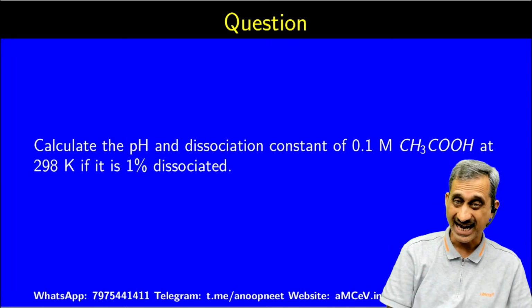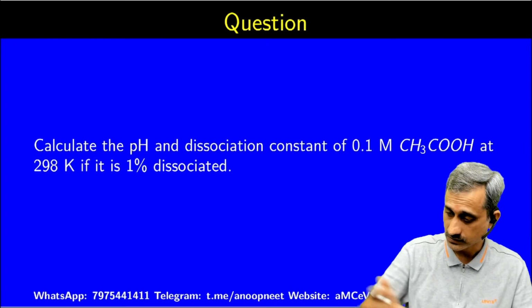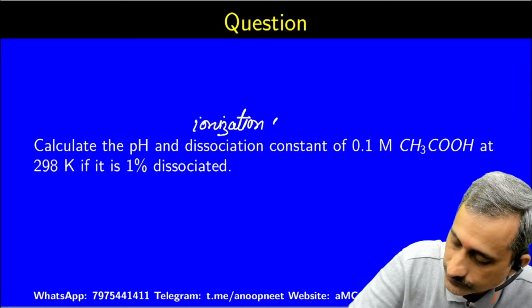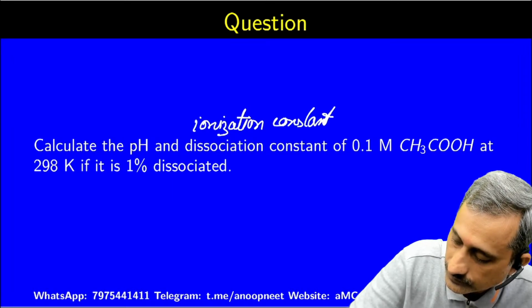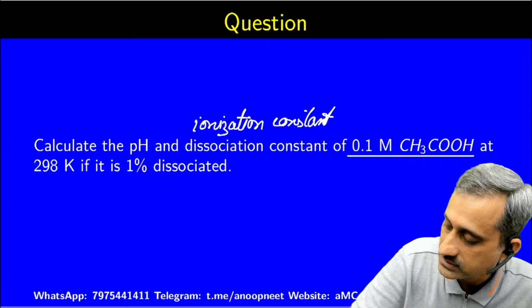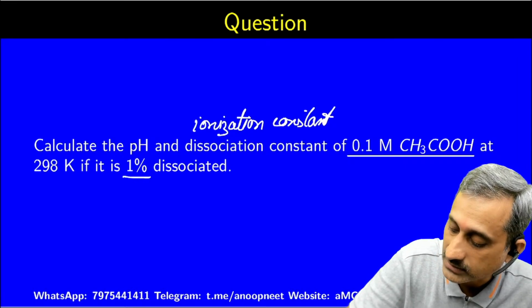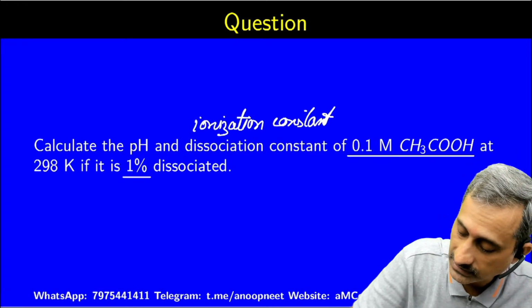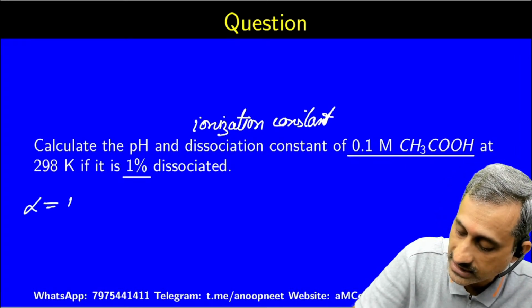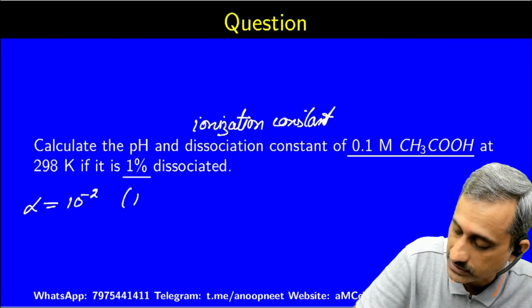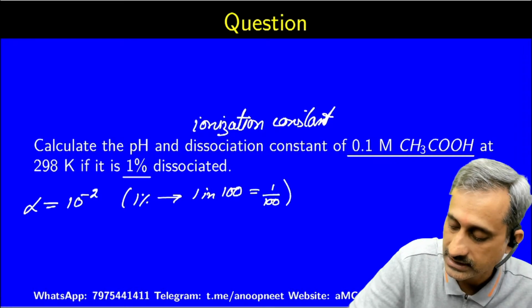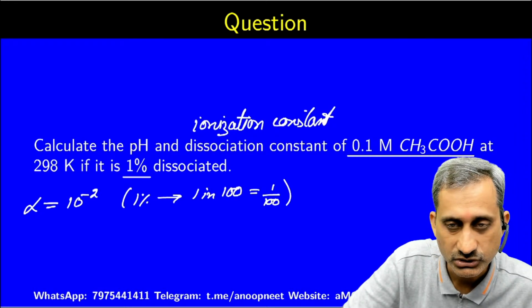चलो, चलिए इस क्वेश्चन को करते हैं. कैलकुलेट द पीएच एंड डिसोसिएशन कांस्टेंट और आयोनाइजेशन कांस्टेंट of 0.1 molar acetic acid at 298 Kelvin if it is 1% dissociated or ionized. ठीक है. एक बात का ध्यान रखना, यहां पे अल्फा की वैल्यू इज 10 रेज टू पावर -2. 1% है ना. 1% का मतलब है 1 in 100. दैट इज इक्वल टू 1 by 100. इज दैट क्लियर? तो अल्फा की वैल्यू 10 रेज टू पावर -2 है.